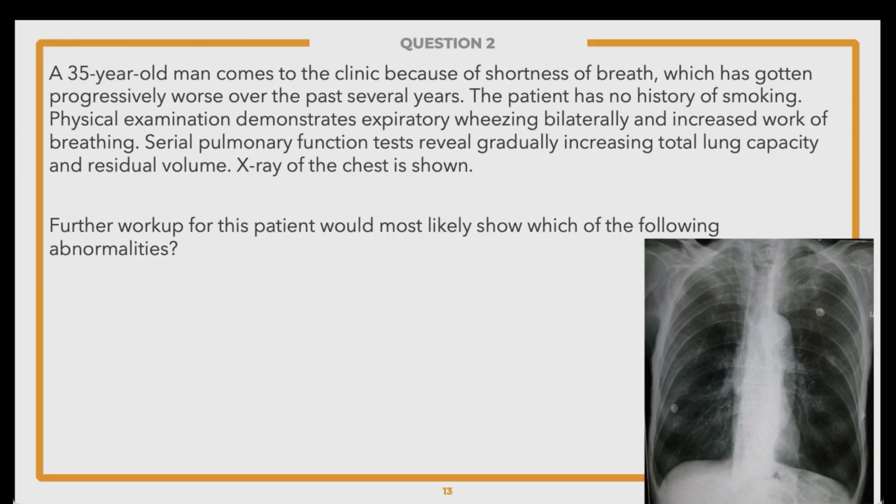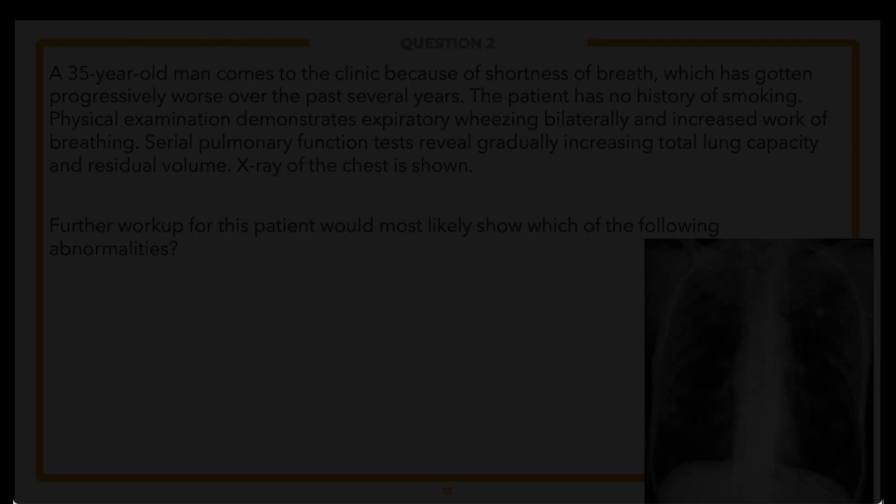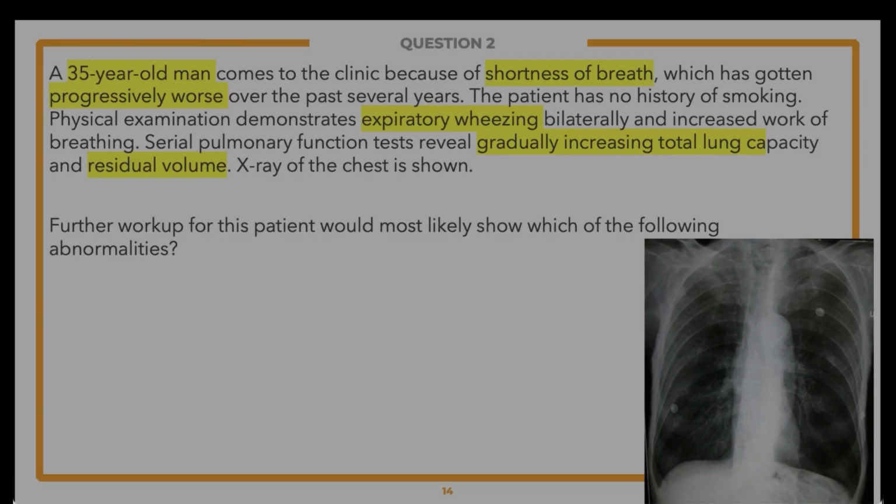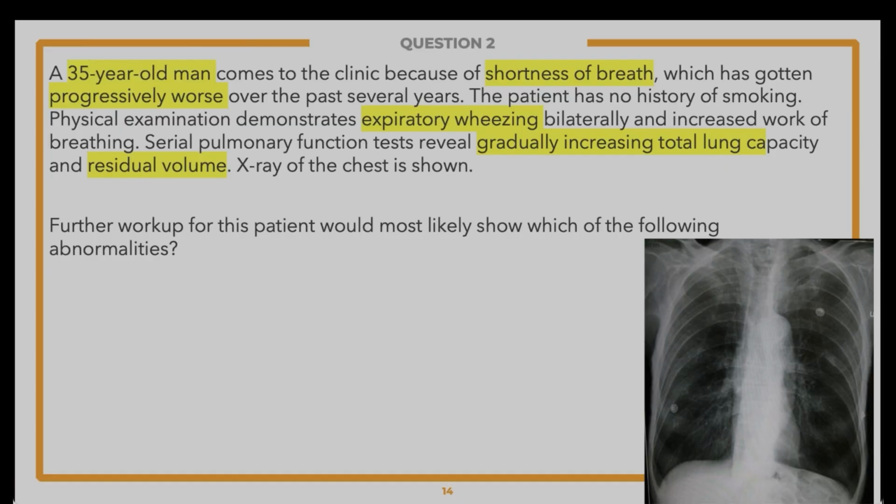So let's go through, let's highlight some keywords here. Let's figure out what we're dealing with, and let's try to get to an answer. Okay, so here we got the same thing. Remember, the lead-in is always important. Which of the following laboratory abnormalities would we expect? So, workup will show which of the following abnormalities in this patient. We have a 35-year-old man, came in with shortness of breath that's progressively getting worse. Okay, that's important to know. No history of smoking, that's pretty interesting.